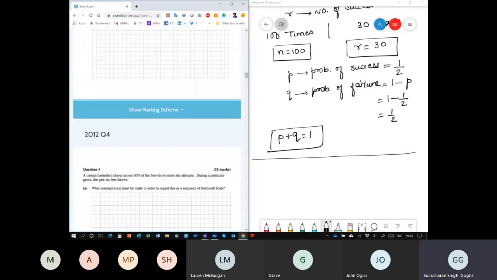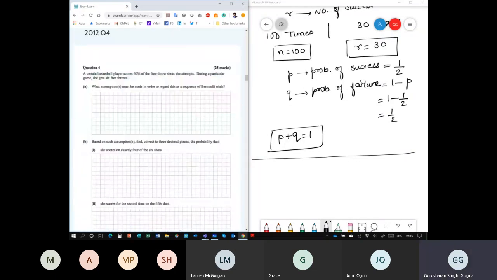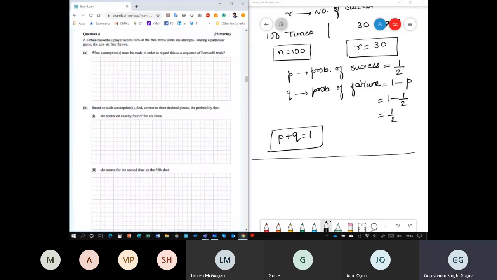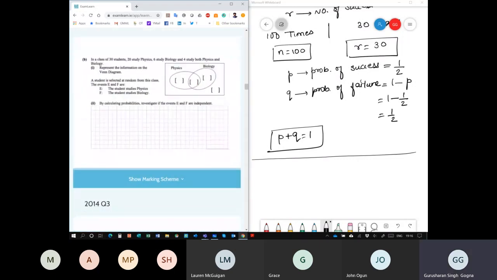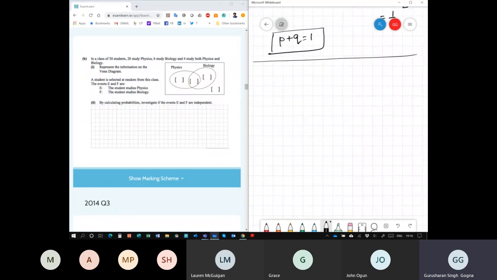I think we did this question already. This is the question which we did last time, isn't it? I think we covered that already. Okay, so let us maybe try this question.